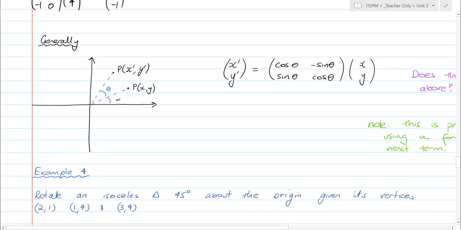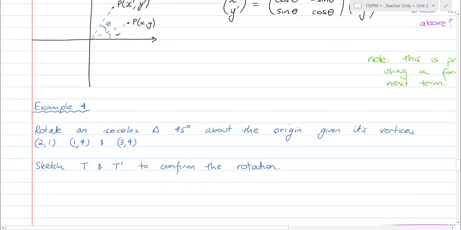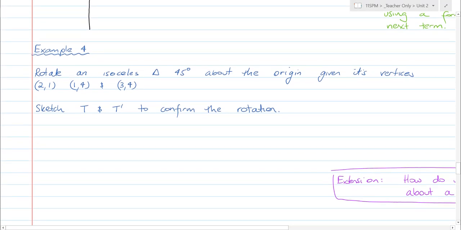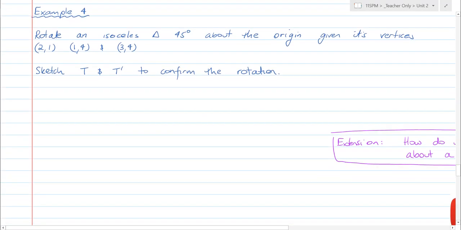So let's have a look at an example where we're rotating an isosceles triangle 45 degrees about the origin, given its vertices 2, 1, 1, 4 and 3, 4. Sketch T and T dash to confirm the rotation. So I'm going to start by sketching T, and then I'd like you to tell me the matrix we're multiplying by. So T looks like this. 2, 1 is here. 1, 4 is, I'm going to say here. And 3, 4 I'm going to say is here.